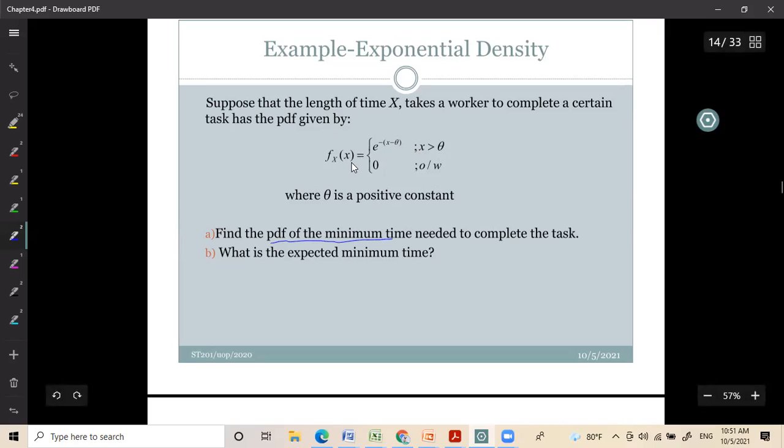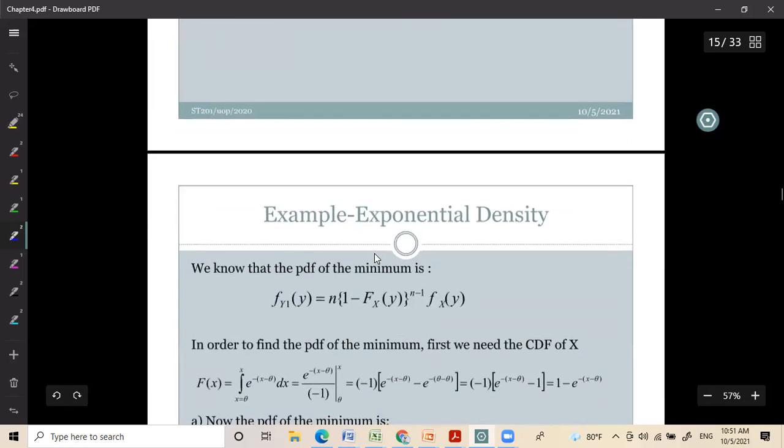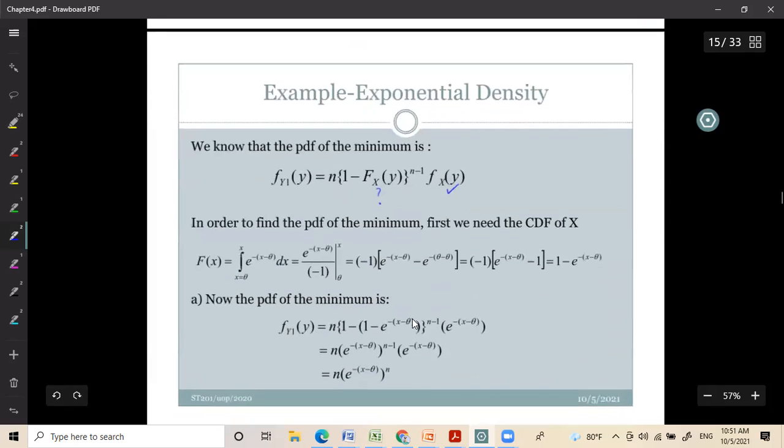Now the small f(x) is given, but you need capital F(x). Because in the equations of the PDF of the minimum and the maximum, both small f(x) and capital F(x) are there. Therefore, when small f(x) is given, you have to find capital F(x). This is given, this you have to find, right? So let's find it first.